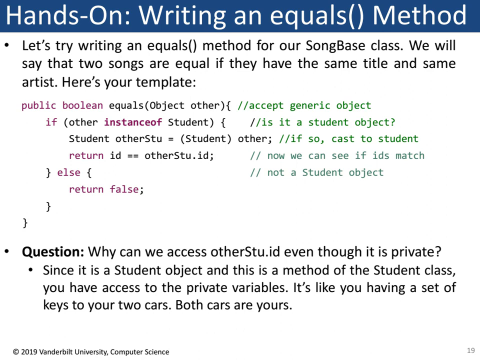Notice here, we're directly accessing the ID even though the ID is set to private. Yes, since we are inside the Student class, even though we're dealing with another Student object, we're still inside of the Student class, and we're therefore able to access even the private instance variables of another Student object.